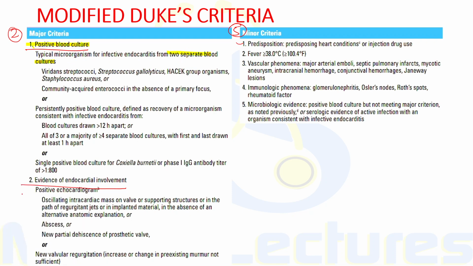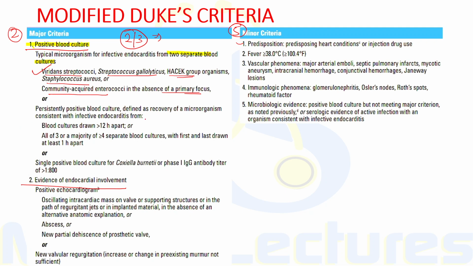So the samples which we have taken, 3 samples from 3 different sites, total 6 samples. So 2 should be positive out of the 3. So what are the typical organisms? Streptococcus viridans, Streptococcus gallolyticus, HACEK group of organisms, Staph aureus, as well as community acquired enterococci in the absence of any other primary focus. So this is the blood culture criteria for typical organisms.